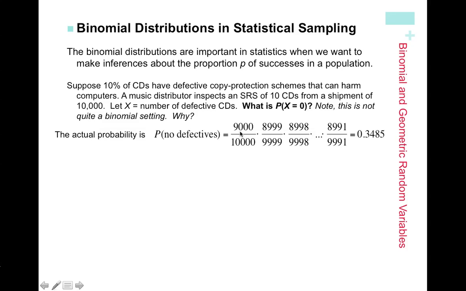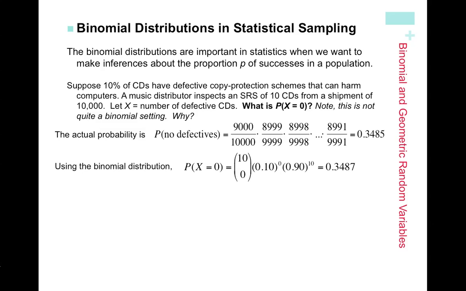It's important to note that this is not a binomial because we are sampling without replacement, therefore the trials are not independent. But let's say it was a binomial. Let's see what happens. Probability that x equals 0: 10 choose 0 times 0.1 to the 0 times 0.9 to the 10, we get 0.3487. And you know what? That's awfully, awfully close.